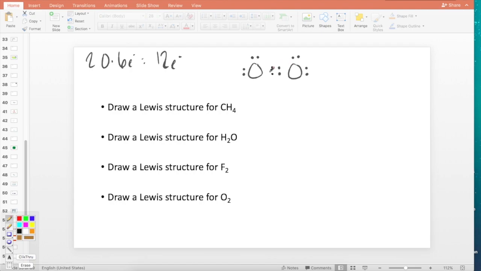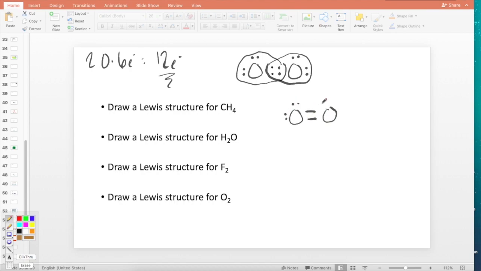How many total have I used? 2, 4, 6, 8, 10, 12. Aha! I have used now the correct number of electrons, and I have achieved an octet for both my atoms. This oxygen has 2, 4, 6, 8 valence electrons. This one also has 2, 4, 6, 8 valence electrons. They are sharing two pairs. So I would redraw that like this. Not just one dash in the middle, but two dashes.